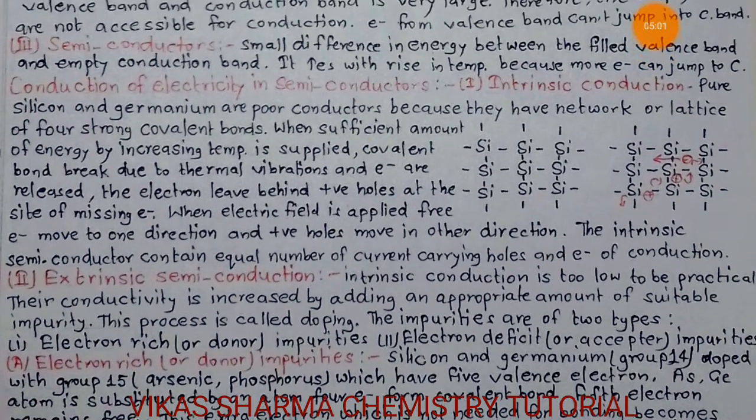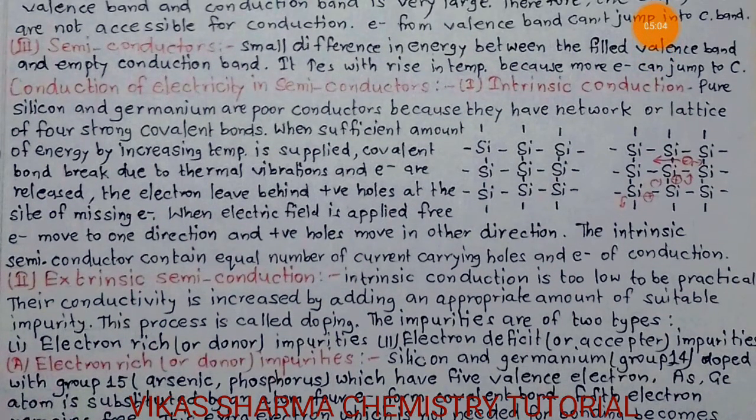First one is intrinsic conduction. Pure silicon and germanium are poor conductors because they have a network or lattice of 4 strong covalent bonds. When sufficient energy is supplied by increasing temperature, covalent bonds break due to thermal vibration and electrons are released. The electrons leave behind positive holes at the site of the missing electron. When an electric field is applied, free electrons move in one direction and positive holes move in the other direction. The intrinsic semiconductor contains an equal number of current carrying holes and electrons of conduction.